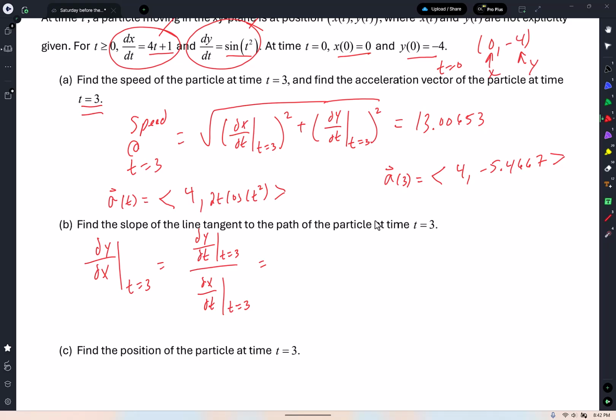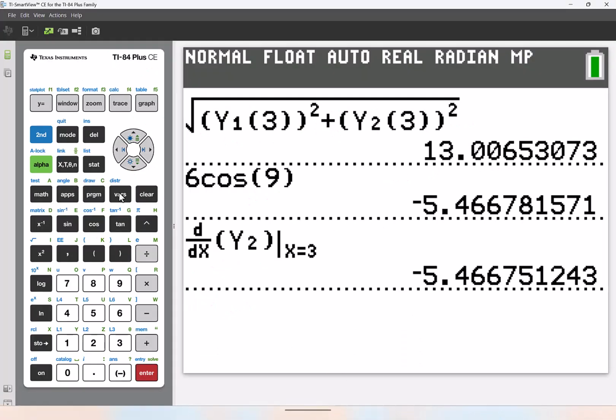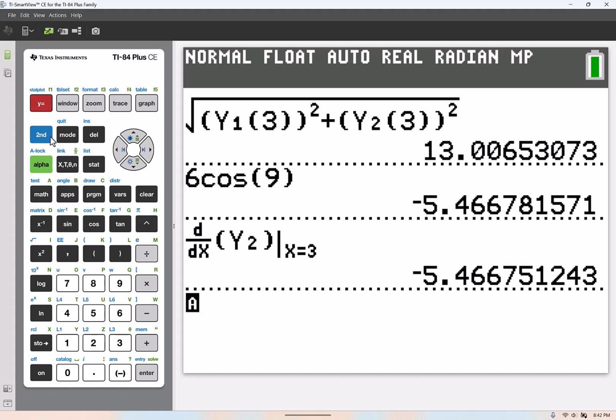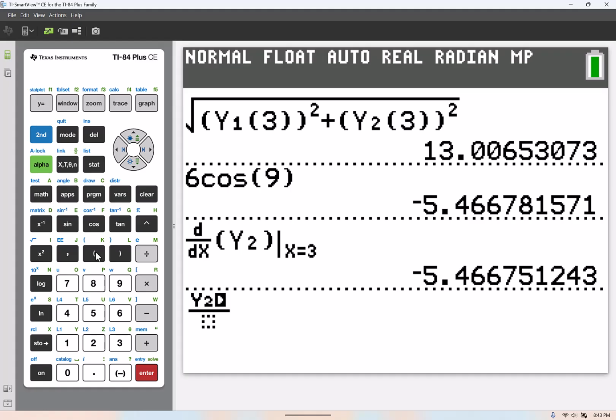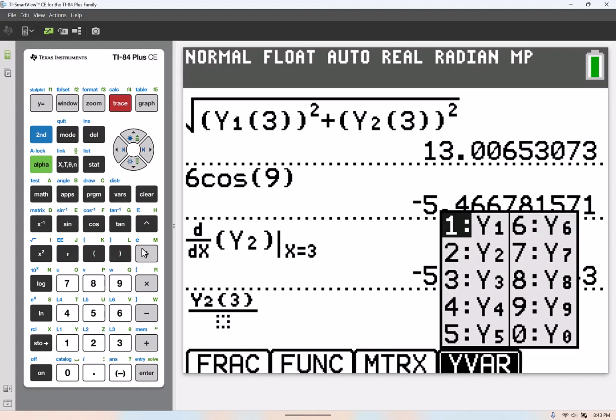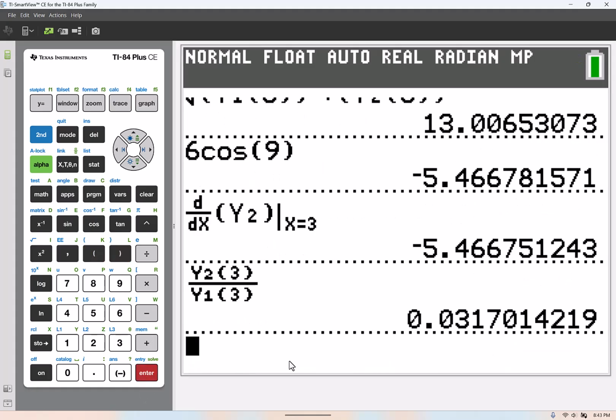So let's see what that is. Remember, I already have this one in your y2 of my calculator, and I have the denominator, the dx dt, in your y1 of my calculator. So I'm going to take my calculator, I'm going to go alpha y equals enter, and I'm just going to type in the y2, because that's my dy dt, alpha trace y2 here, and I'm going to plug in open parenthesis 3, close it, and in the bottom, I'm going to go alpha trace y1, and I'm going to plug in a 3. And there it is, 0.03170.